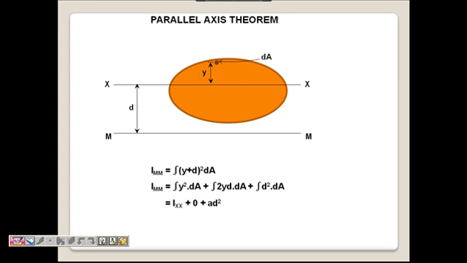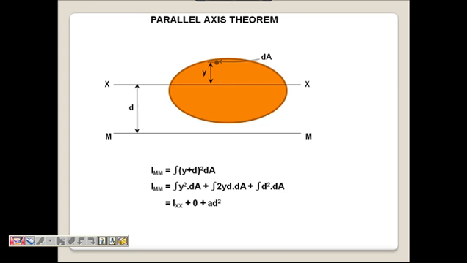It says that the moment of inertia about axis mm, which is at a distance d and parallel to the centroidal x-axis of that area, is equal to Ixx plus A d square. That is, the moment of inertia about the centroidal axis plus the area into the distance square. The distance between the two axes, you square it and multiply with the total area.